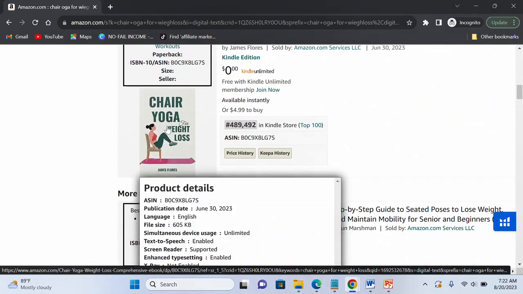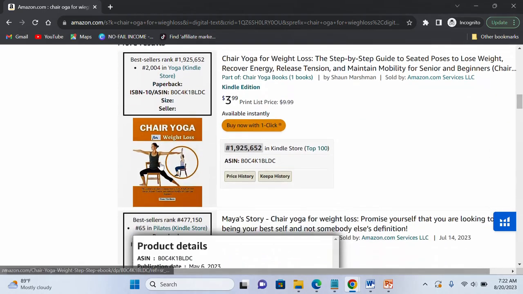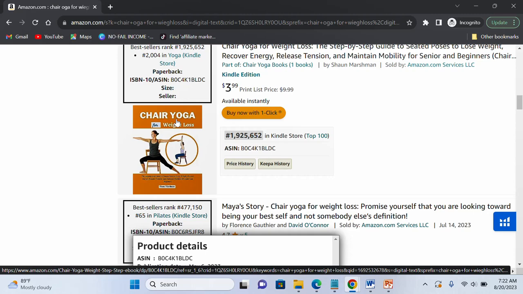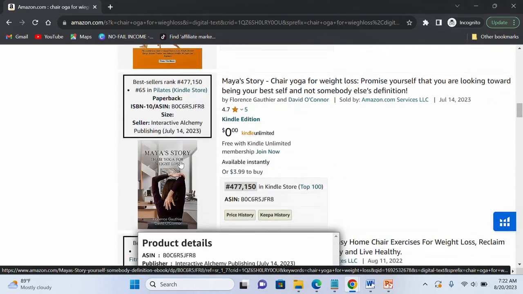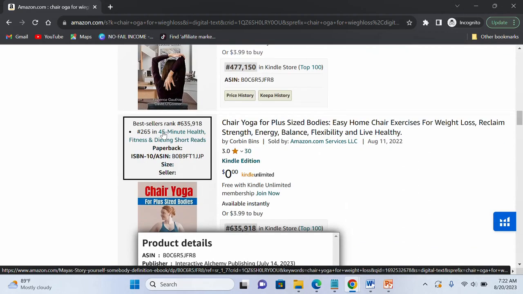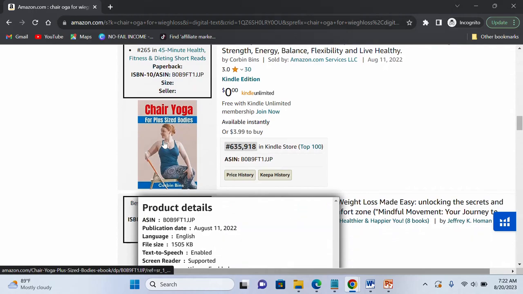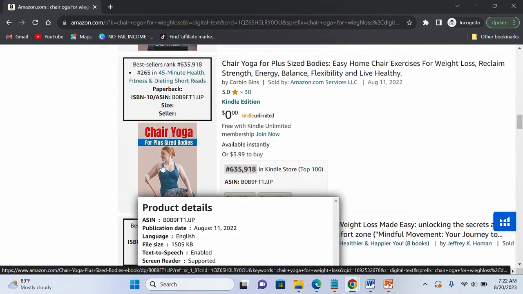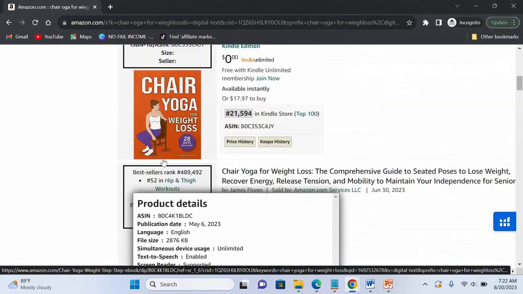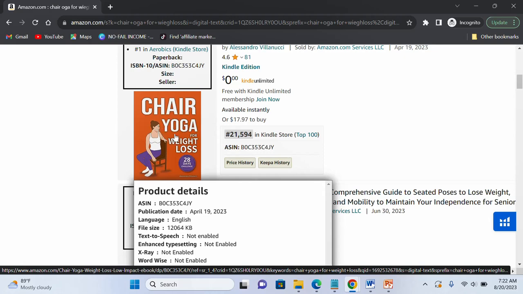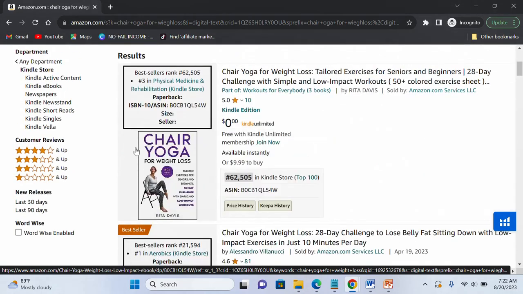Okay, now look at this one also. It's clearly written. Look at this one also, it is clearly written. Now look at this one. This one is not on the title. Look at this cover also. Okay, so now we are going to create something that may look like a best-selling cover. That is what we are going to be looking at.